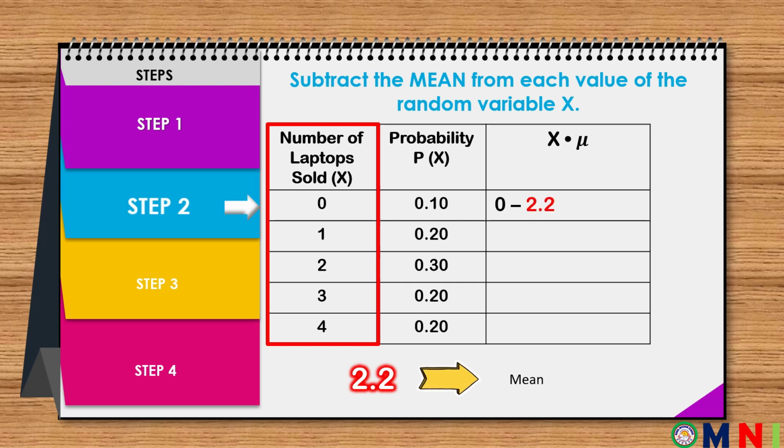So 0 minus 2.2, that is equal to negative 2.2. 1 minus 2.2, that is equal to negative 1.2. 2 minus 2.2, that is equal to negative 0.2. 3 minus 2.2, that is equal to 0.8. And 4 minus 2.2, that is equal to 1.8.